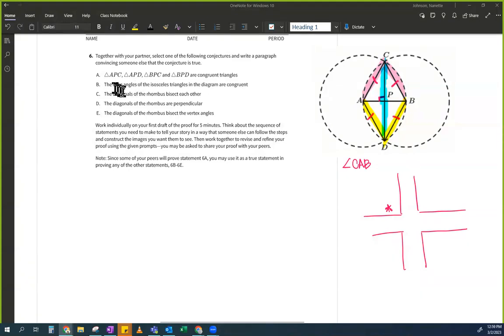What do you think the word base means? In math, what does base mean? Yeah, the bottom ones, very good. You're thinking of the base of a triangle or the base of a solid figure. Very good. Of the isosceles triangle.